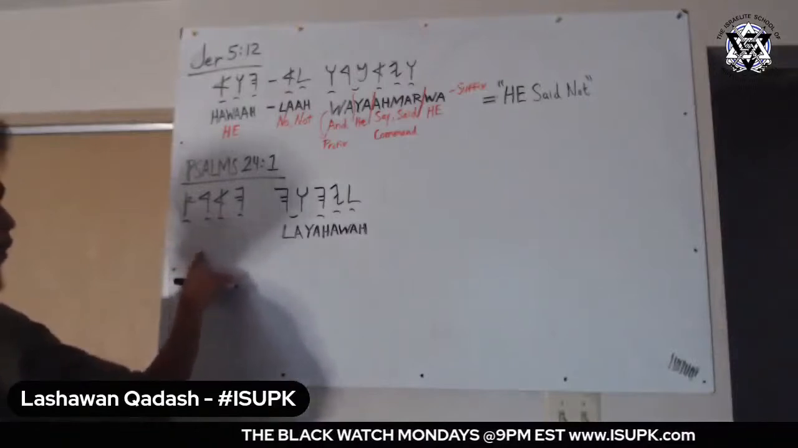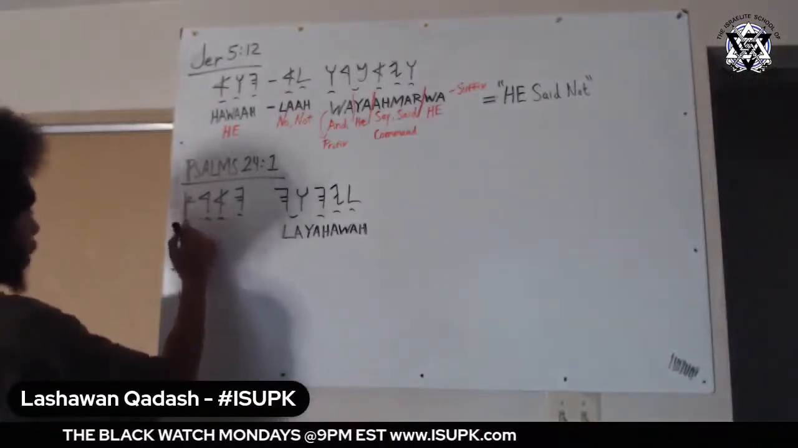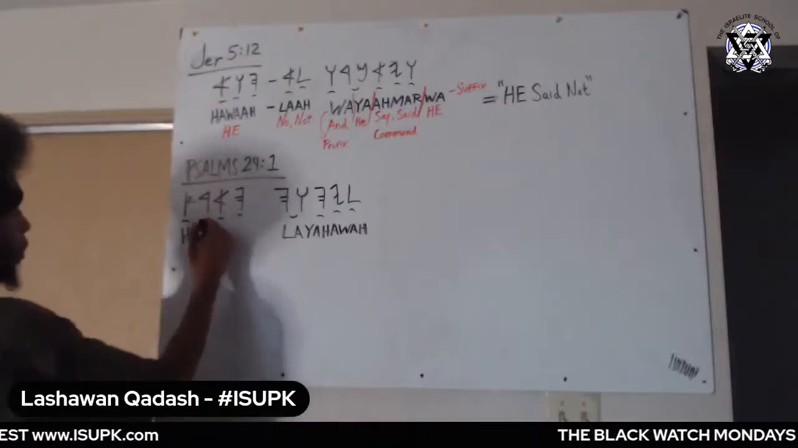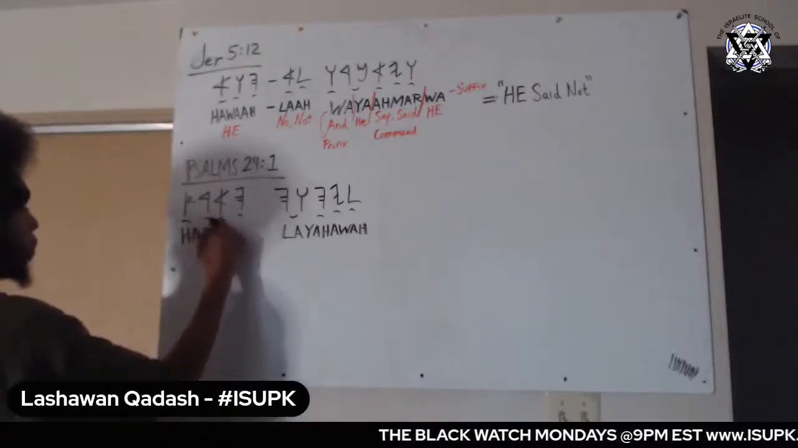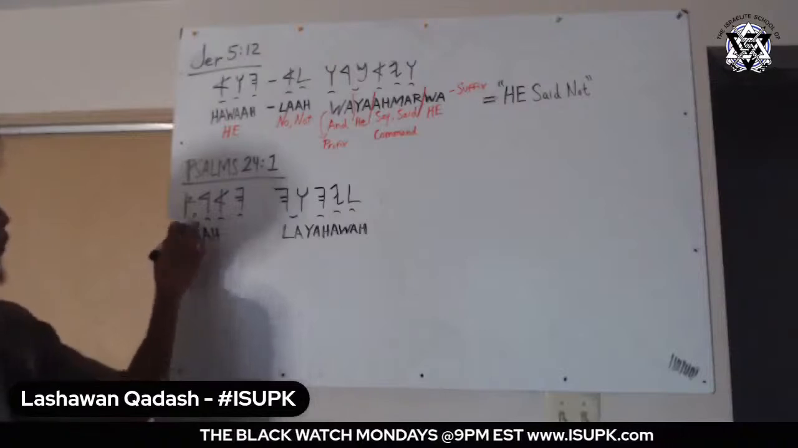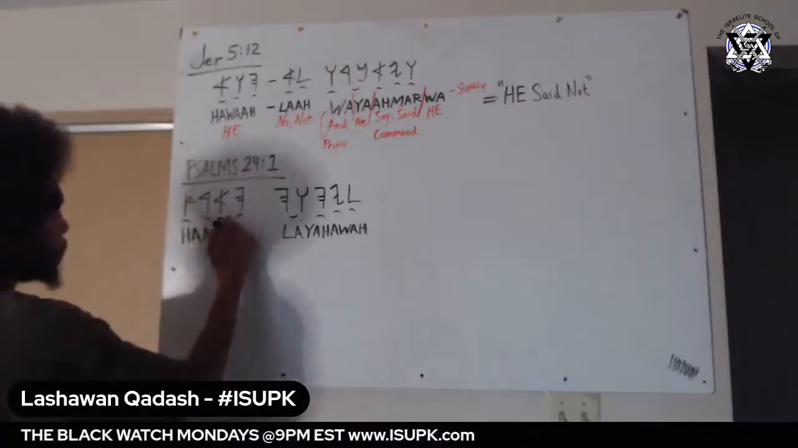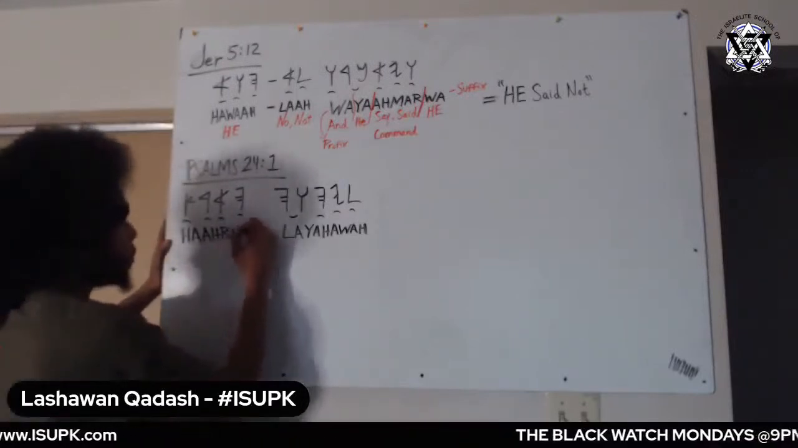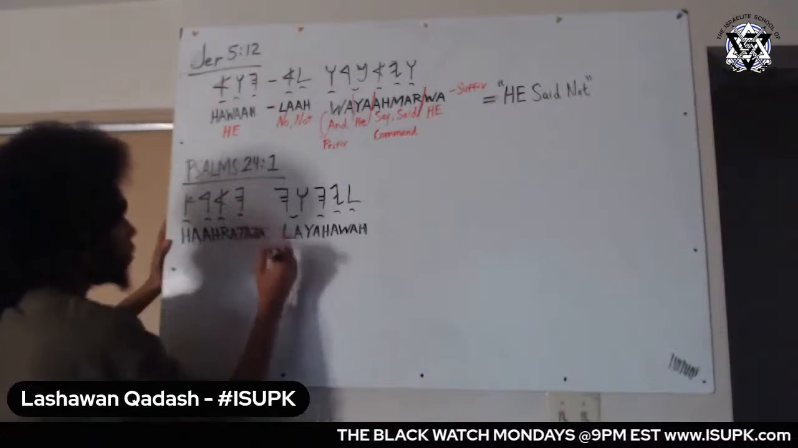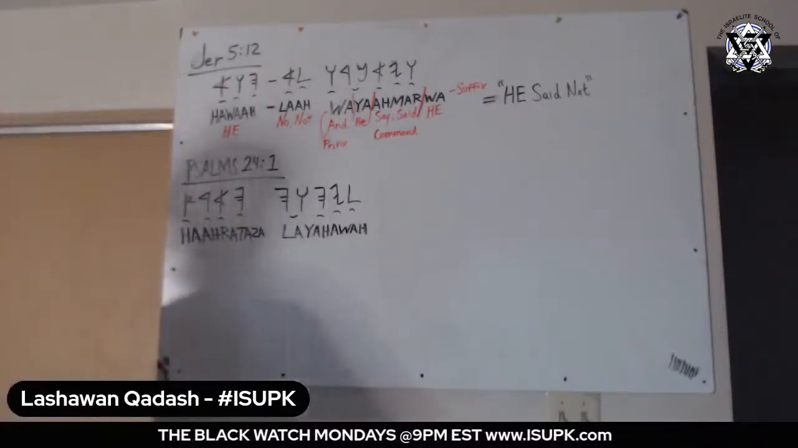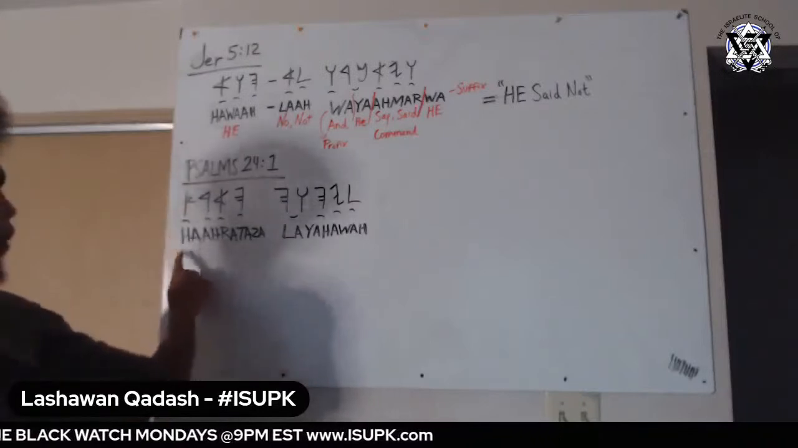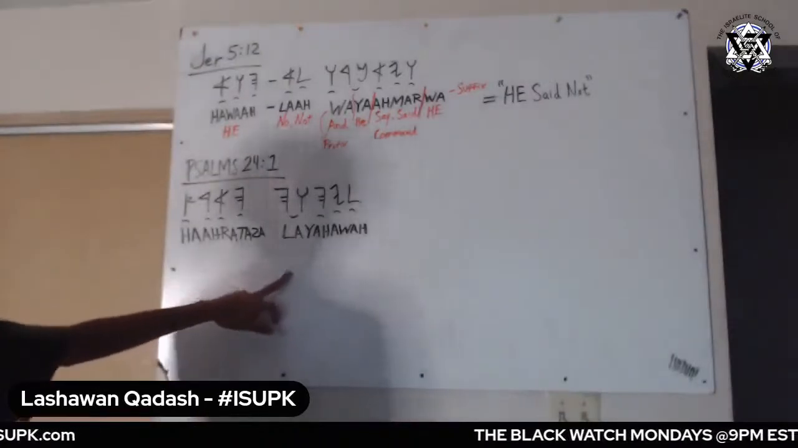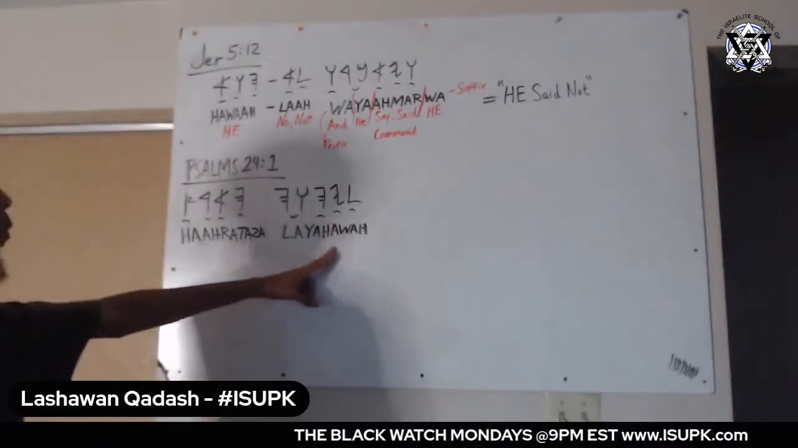Moving on to the second one. We have the Ha, H-A, by itself as well. Then we have the Ra, which is by itself. And we have the Tza by itself. So this is going to be La Yahweh Ha-Aretz. Yahweh, which is the Most High.